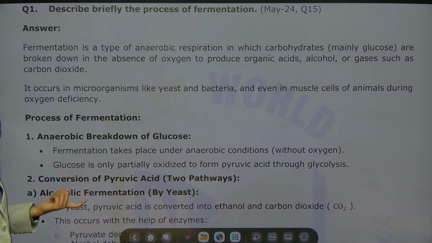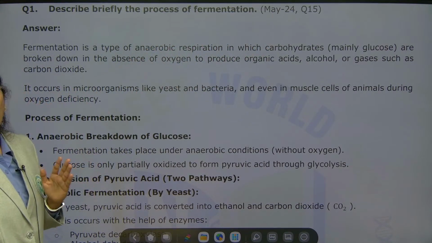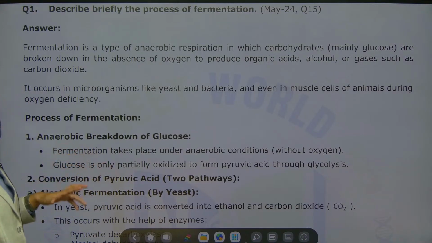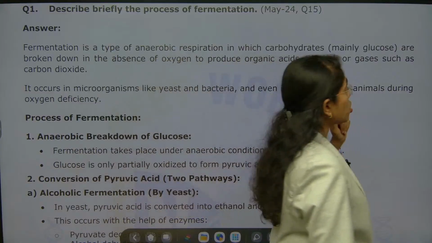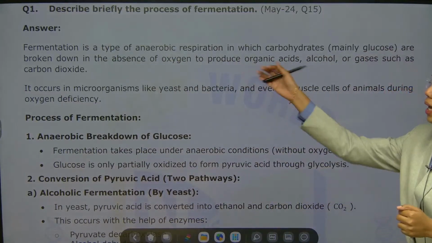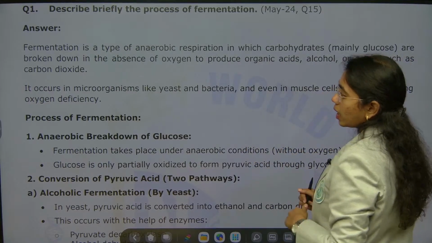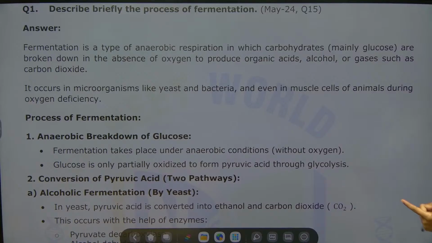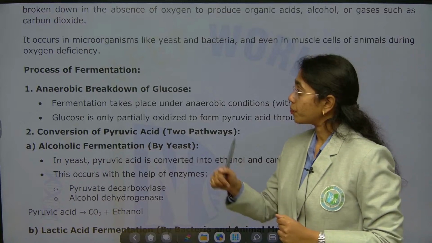A type of anaerobic respiration in which carbohydrates are partially oxidized or incompletely oxidized to produce organic acids, alcohols or gases such as carbon dioxide. It occurs in microorganisms like yeast and bacteria and even in muscle cells of animals during oxygen deficiency. Fine, right? So now here you see what is the process of fermentation.